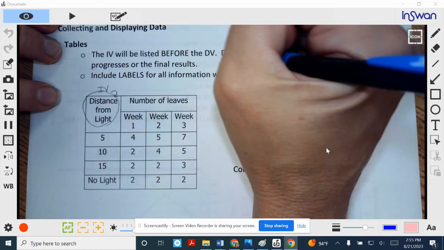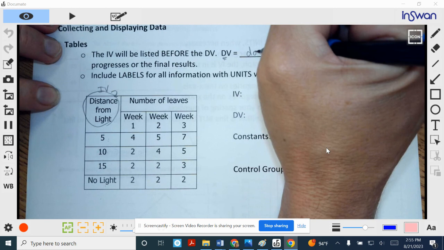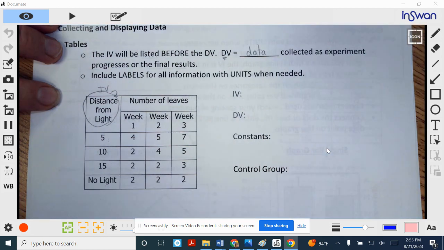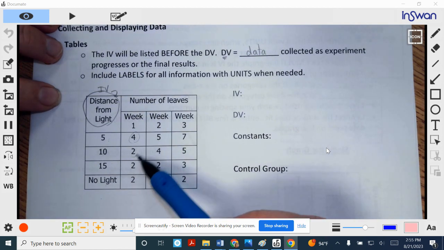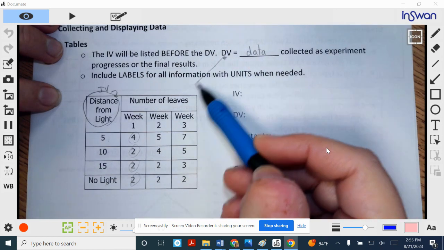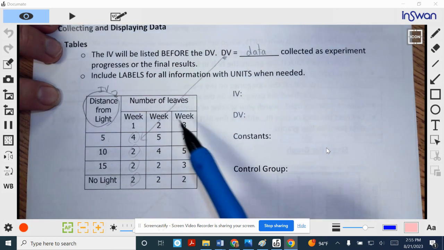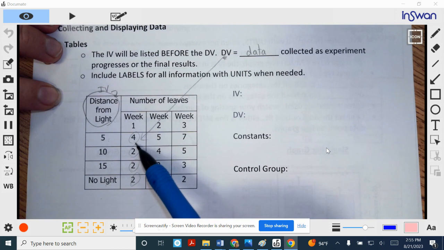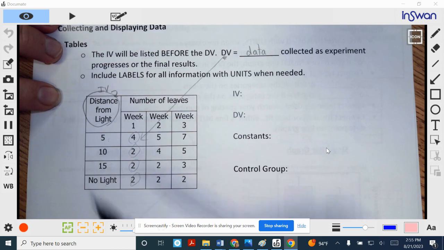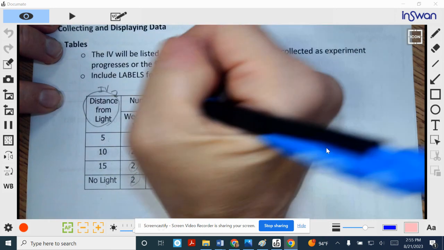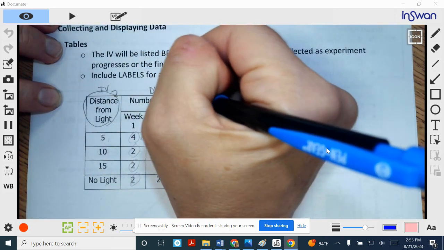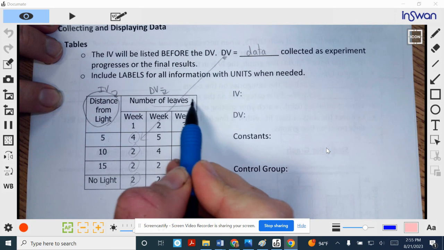That is the IV. So we'd write that whole thing as distance from the light. And remember, DV, think of D for data. It's the numbers that you're going to collect at the end of the period of your experiment or at the end of a certain amount of time. So every week I'm going to count and I'm going to record the data. So these numbers, these data points that I'm putting here, they represent the DV. So this 4 is the number of leaves on a plant that was this distance from the light, okay? So my data we're collecting would be the number of leaves, okay?